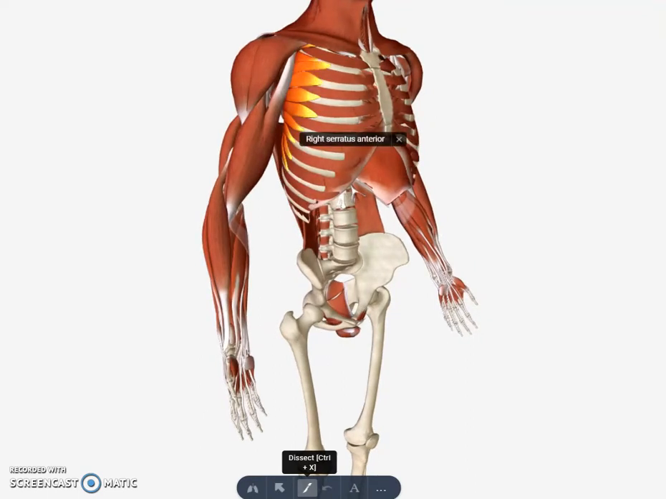This is the serratus anterior. It protracts the scapula and is used in punching and pushing. The origin is ribs 1 to 8 or 9, and the insertion is the scapula.